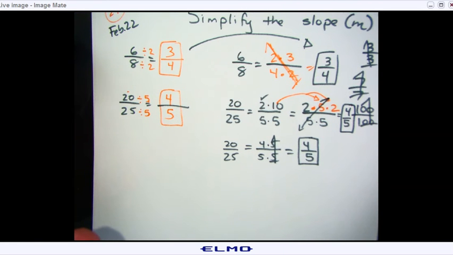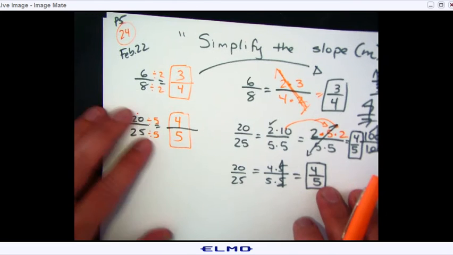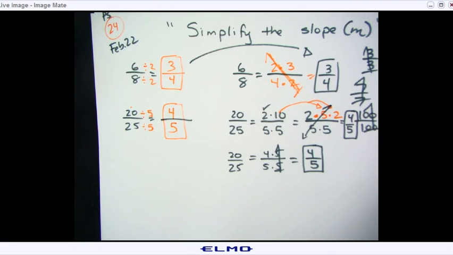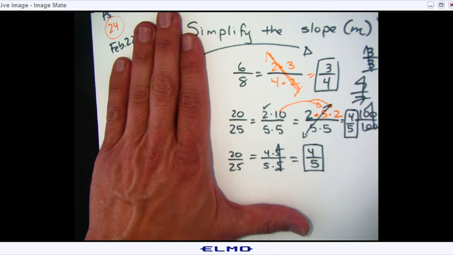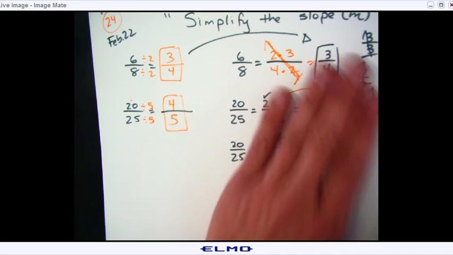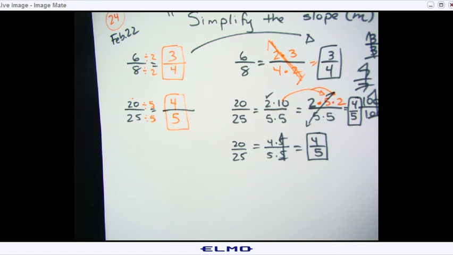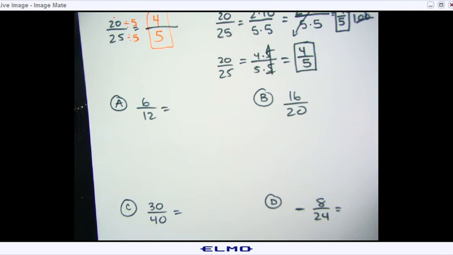How do you feel? Do you prefer the first way or the second method? If you could write something in the chat, type that up. Okay, let's go ahead and do the first one: 6/12. What is equivalent to 6/12? You need to simplify.